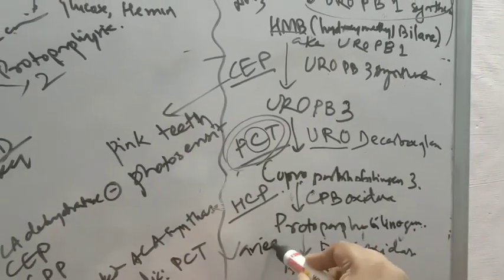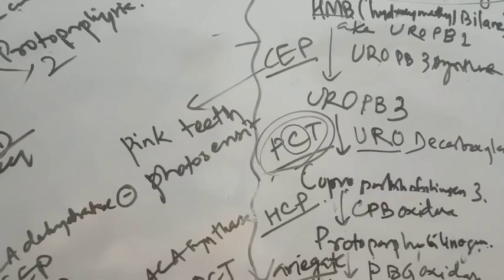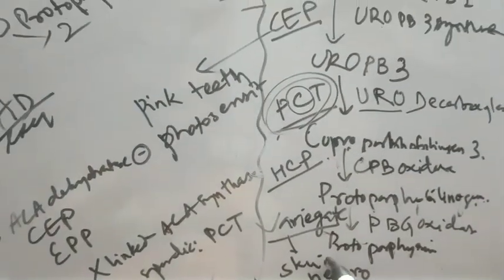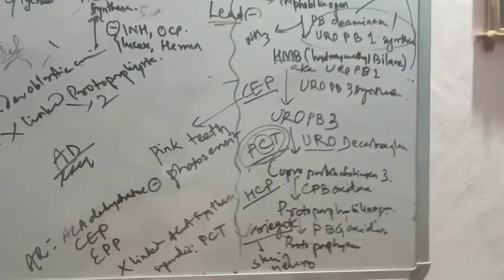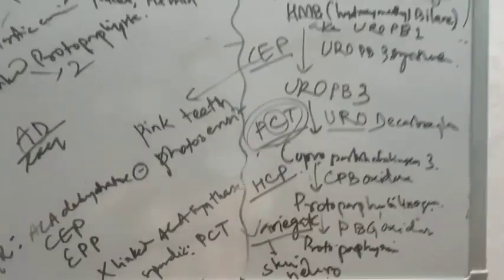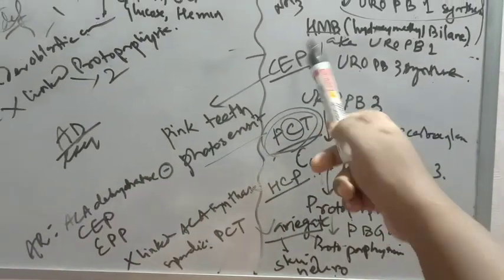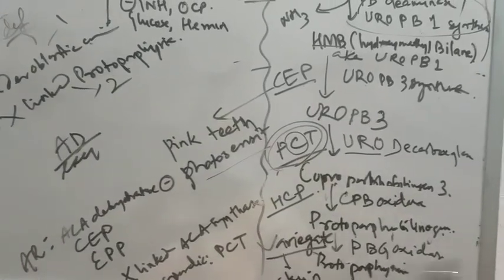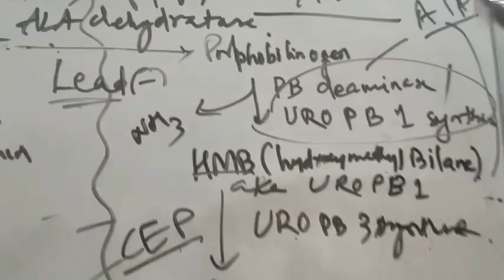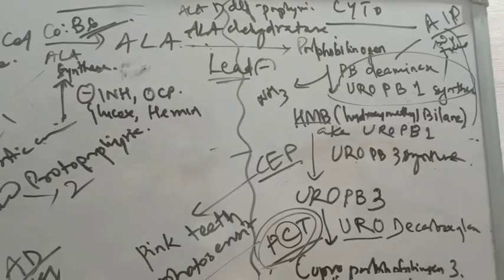So protoporphyrin, and this enzyme is PBG oxidase, and the deficiency will lead to what? Variegate porphyria, and it will lead to skin and neuro symptoms, meaning peripheral neuropathy, and skin means photosensitivity, blisters, etc. So you see the point I am trying to make. Here you will have photosensitivity, but are there any neurological symptoms in CEP? No, there are not. Here you will have skin plus neuro. And in AIP, we had abdominal pain plus neuro. Here it is abdominal pain plus neuro, here it is only skin, and here it is skin plus neuro.